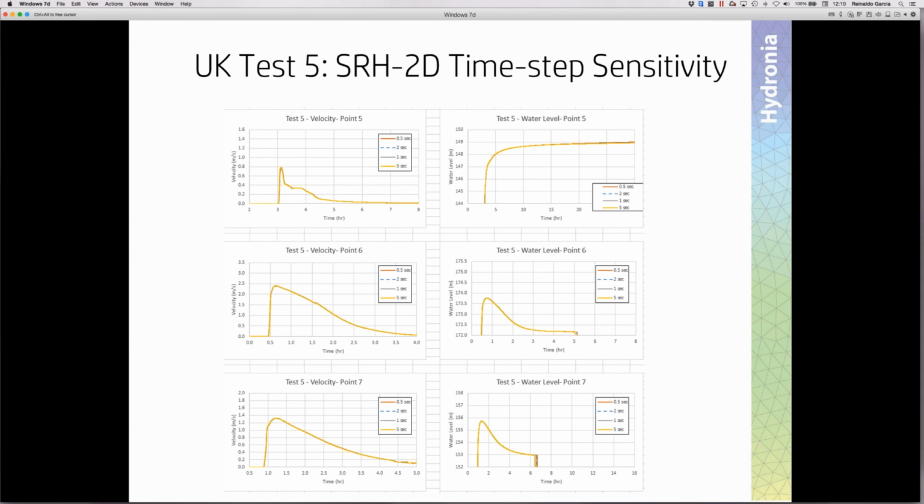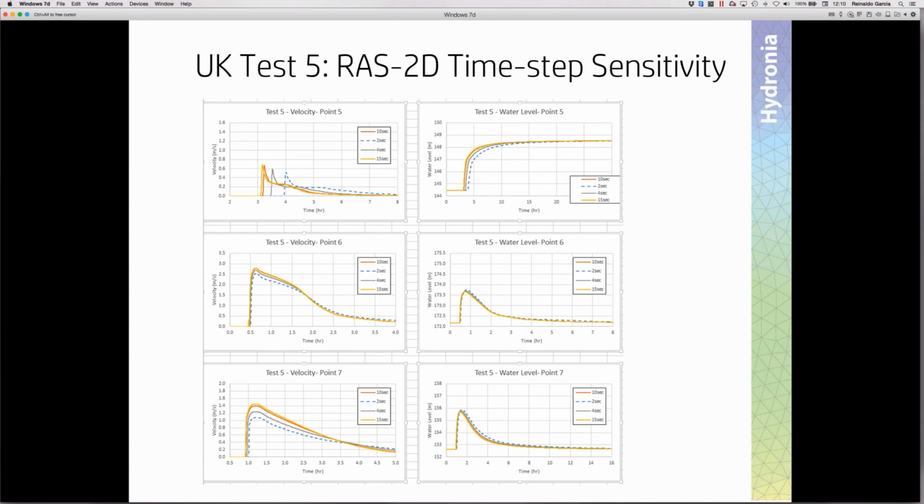SRH-2D, which is also a finite volume model, although it does not report on the volume conservation, I would suggest that the volume conservation of this model is comparable with RiverFlow2D, because when you look at the results here, at least there is no variation with time step. So the model is insensitive to the time step or Courant number you use.